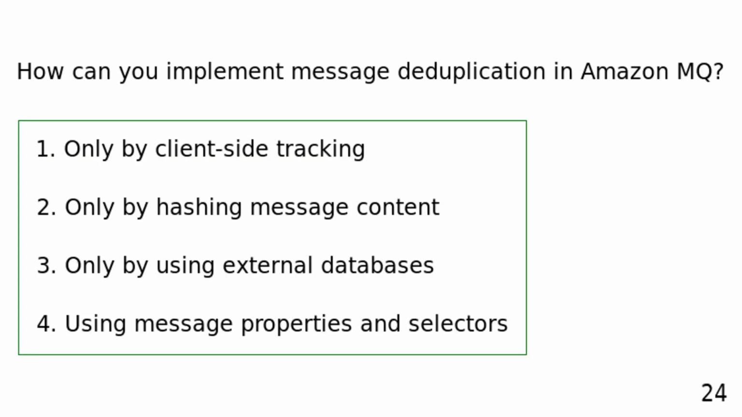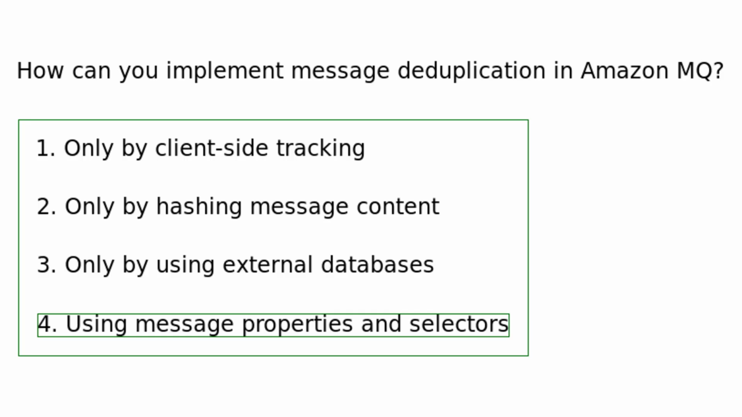How can you implement message deduplication in Amazon MQ? Only by client-side tracking. Only by hashing message content. Only by using external databases. Using message properties and selectors. Message deduplication in Amazon MQ often uses unique IDs in message properties, along with message selectors to filter out duplicates.